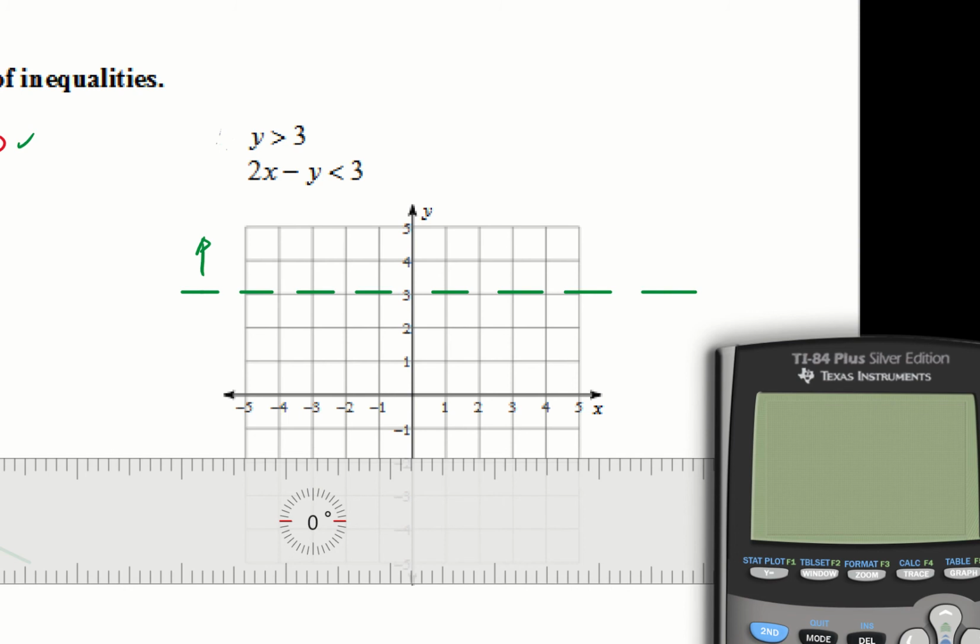The other one has an inequality that is not in slope-intercept form. So I'm going to carefully attempt to get this into a changed form. I'll rewrite it first: 2x minus y is less than 3. I'm going to take 2x from each side. If I take 2x from the left-hand side, it just becomes a negative y. On the other side, I get negative 2x and then plus a 3.